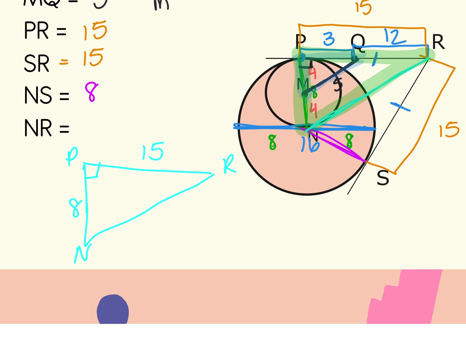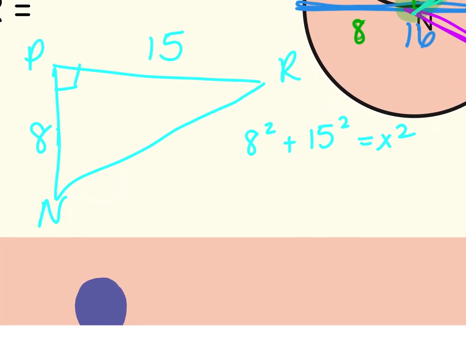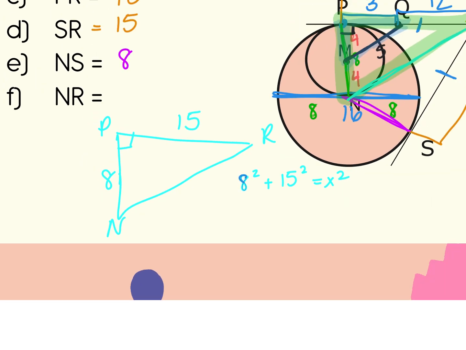So looking at it, squaring it, you have 8 squared plus 15 squared equals x squared. Here, I'll make it a little darker. 8 squared plus 15 squared equals x squared. Here, I'm going to rewrite it. All right, go ahead and solve it.